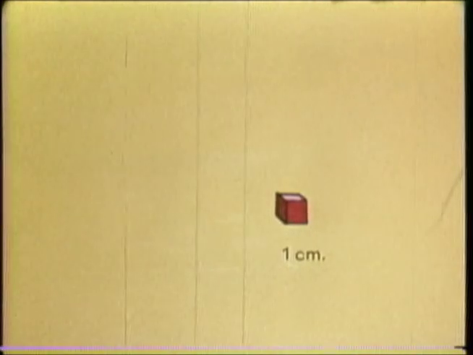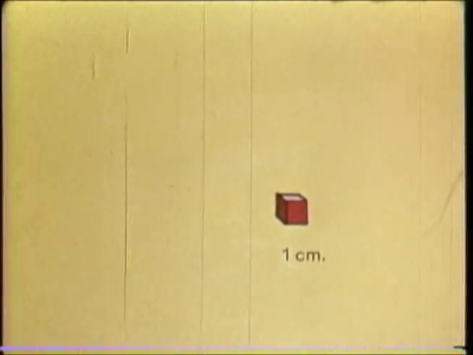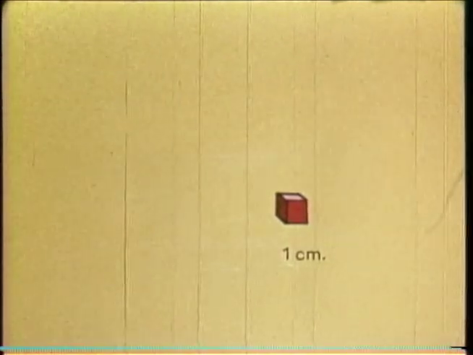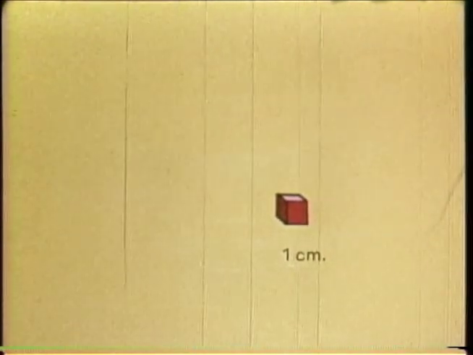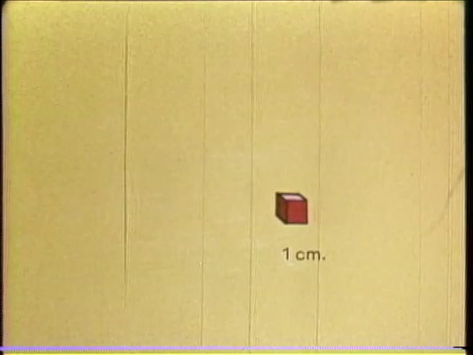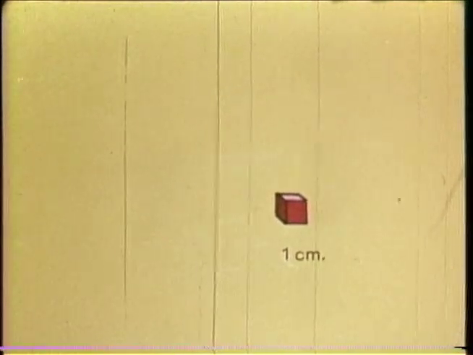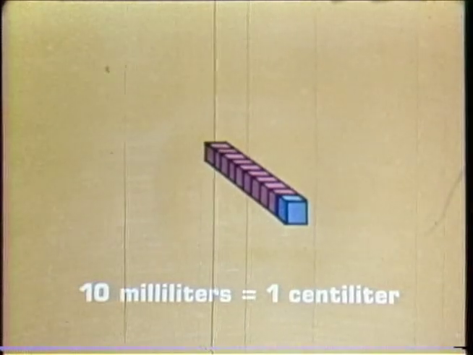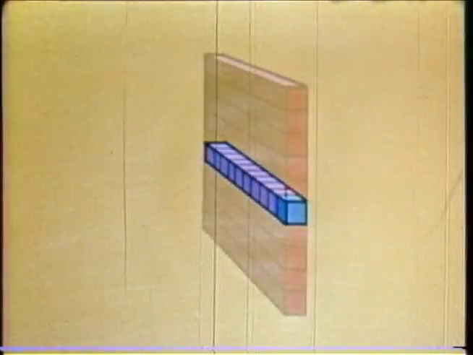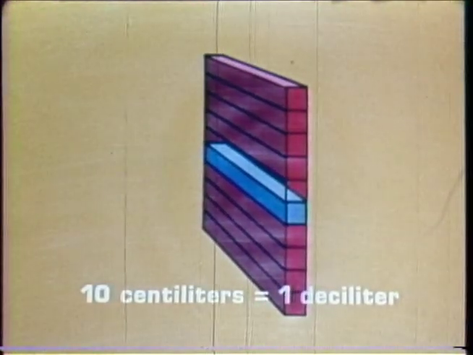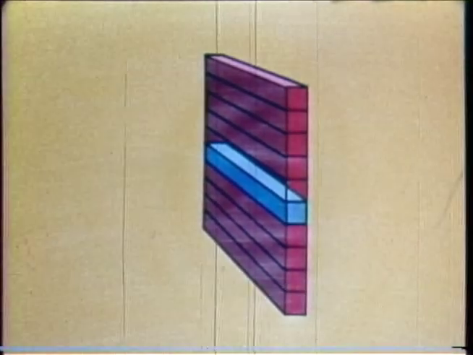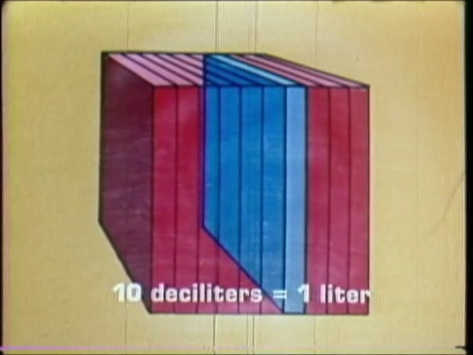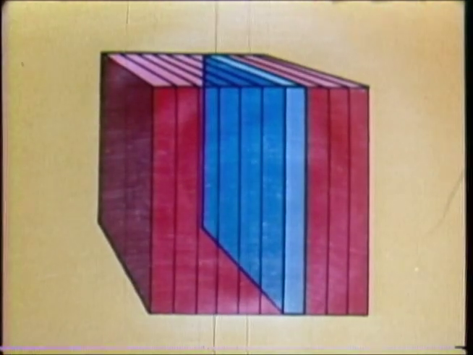Look at the size of 1 milliliter. It is 1 centimeter on each side. If it were filled with water, it would hold 1 milliliter. 10 milliliters is the same as 1 centiliter. 10 centiliters is the same as 1 deciliter. 10 deciliters is the same as 1 liter.